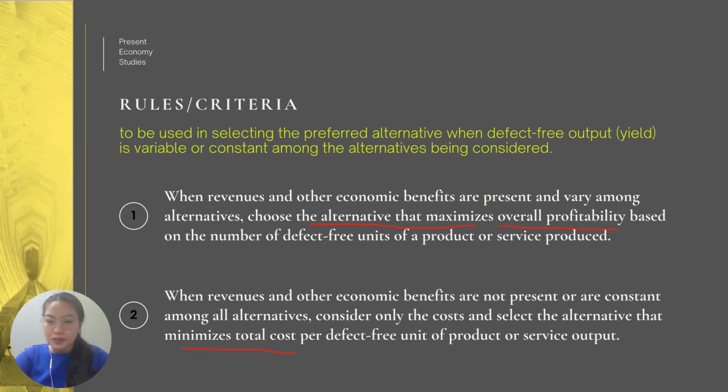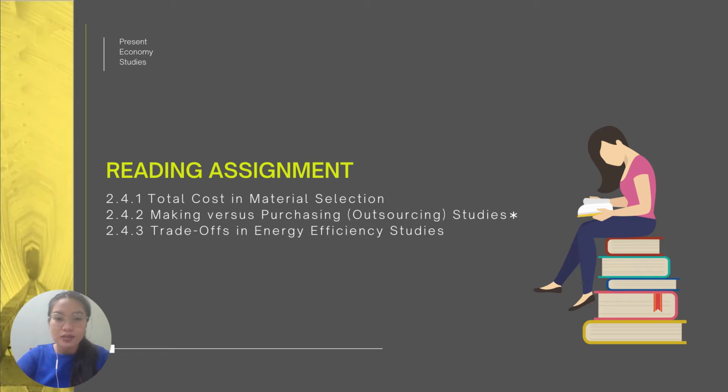Okay? Next, so we have a reading assignment. This three, the total cost in material selection, and making versus purchasing or outsourcing studies. And then the trade-offs in energy efficiency studies. So make sure that you download and read this reading assignment that I will be posting separately.